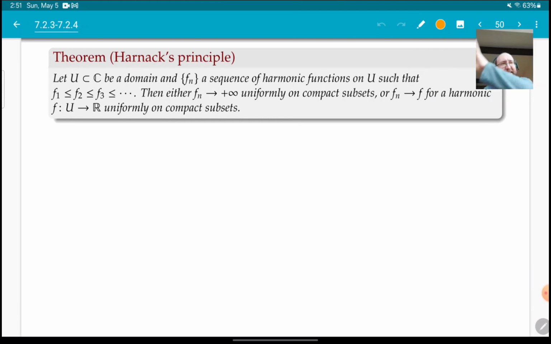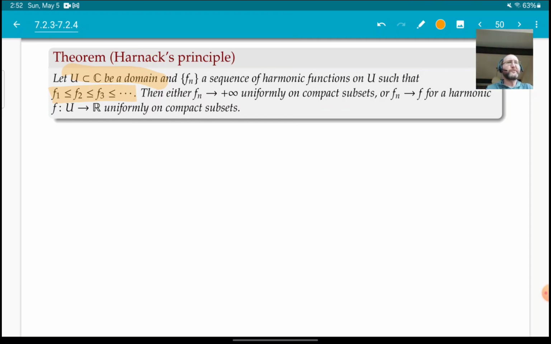So now that we have Harnack's inequality, let's prove Harnack's principle. Suppose that we have a monotone sequence of harmonic functions on some domain U. It's monotone; that's all we know about it. They're harmonic functions, and the next one is always bigger than or equal to the previous one. Then there are two possibilities. Either they go to plus infinity uniformly on all compact subsets, so on every compact subset it's uniformly going to plus infinity, right?